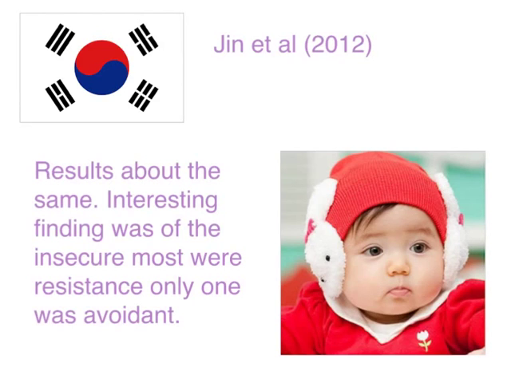So if you remember that resistance is shown at high levels of stress for stranger and separation anxiety, and when the reunion happened, the resistance to be comforted was extreme. So they had more of the resistant attachment, and they only had one avoidant attachment.